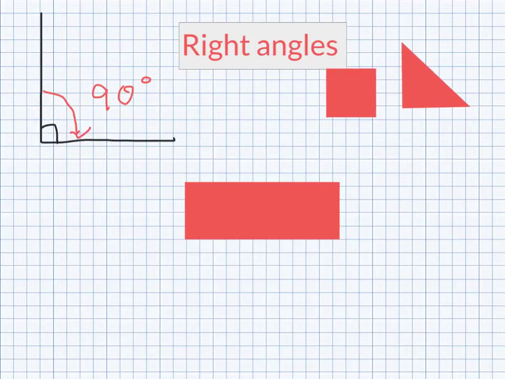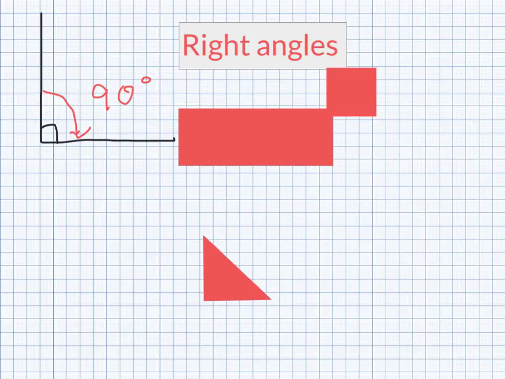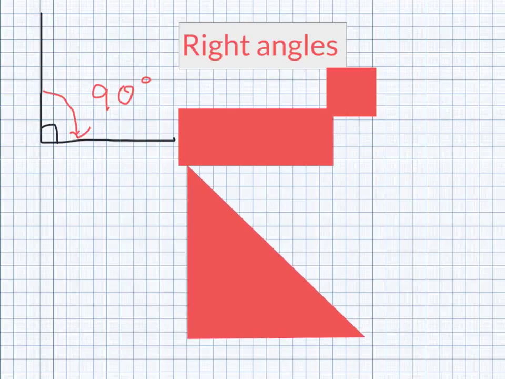Right angles can usually be identified with a small square in the corner that contains a right angle, like so.